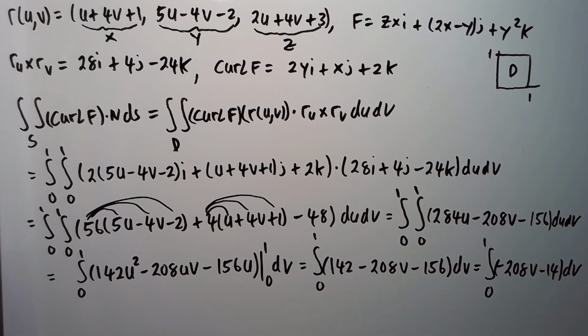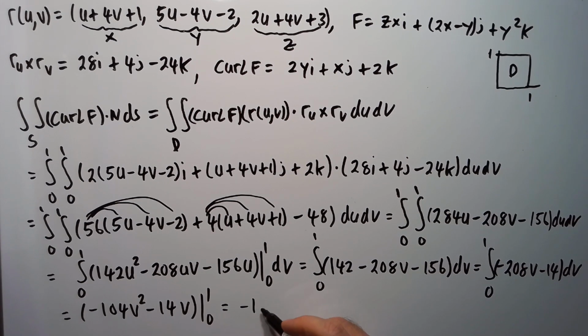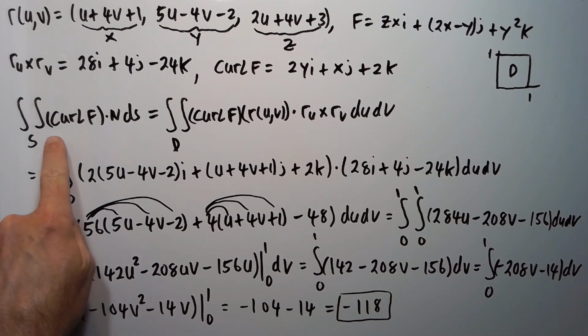So let's integrate this now with respect to v. It'll be v squared over 2 for this guy, and it'll be negative 14v in this guy. So let me write it over here. So look at this. Evaluating at 1, you'll have negative 104 minus 14, which is negative 118. Okay, so that's the answer from the double integral side.